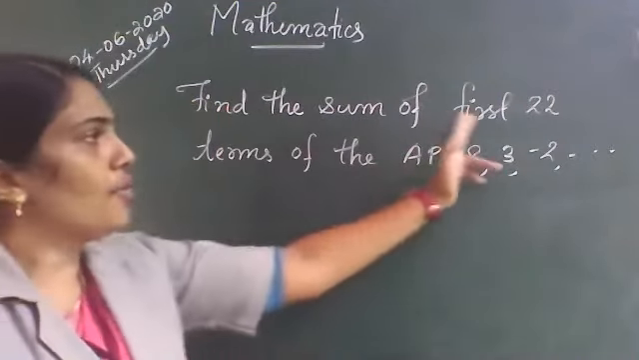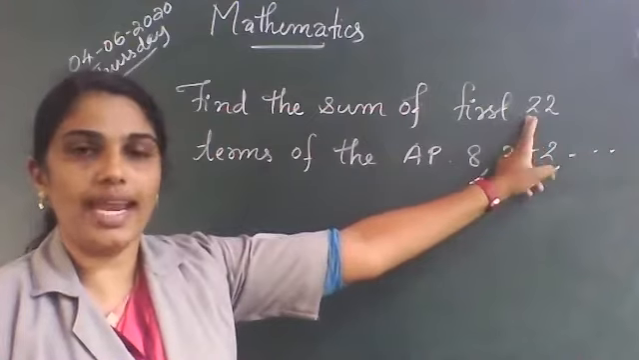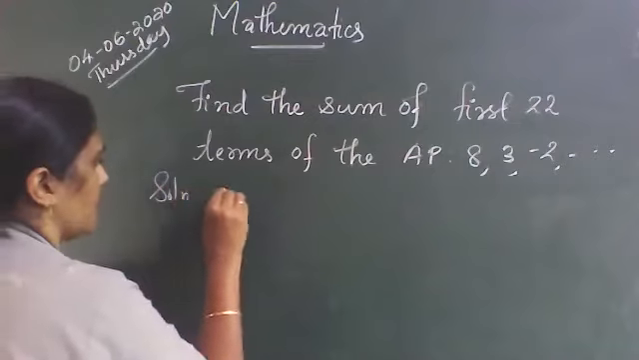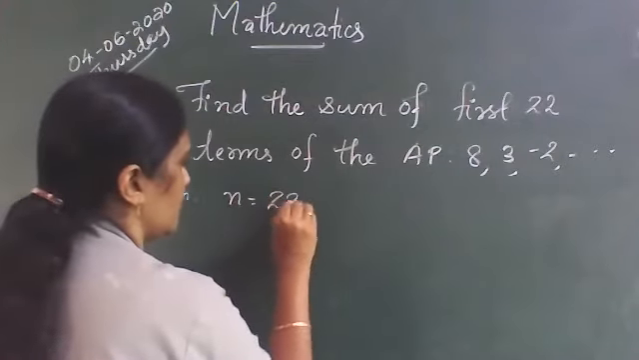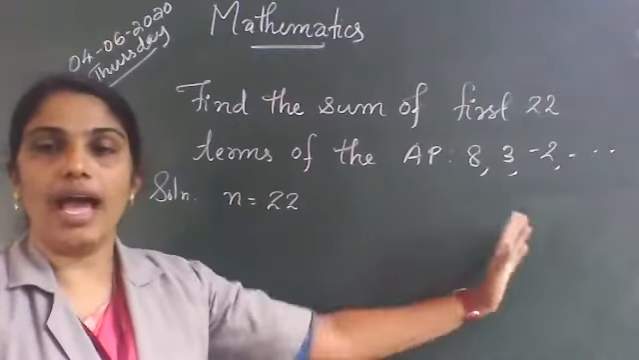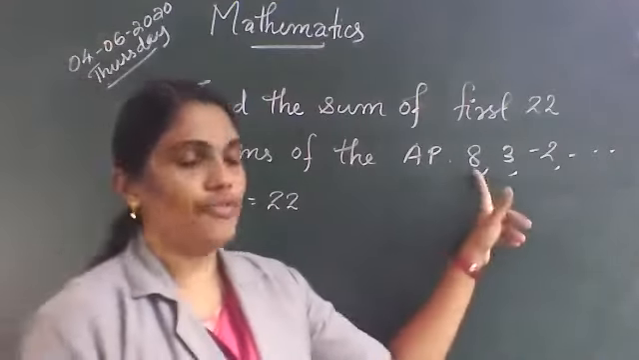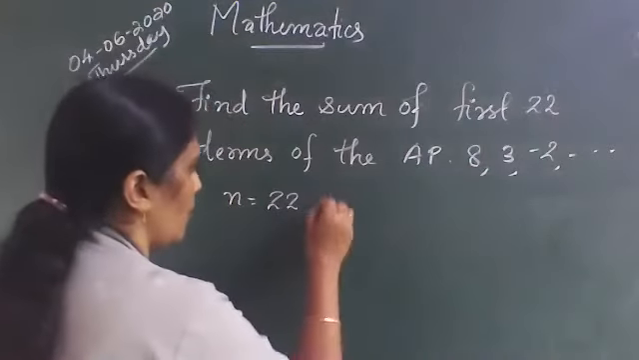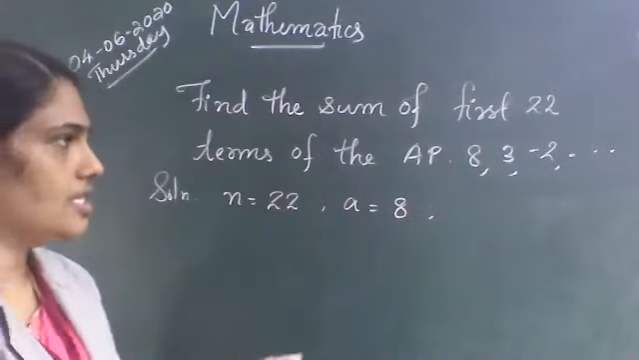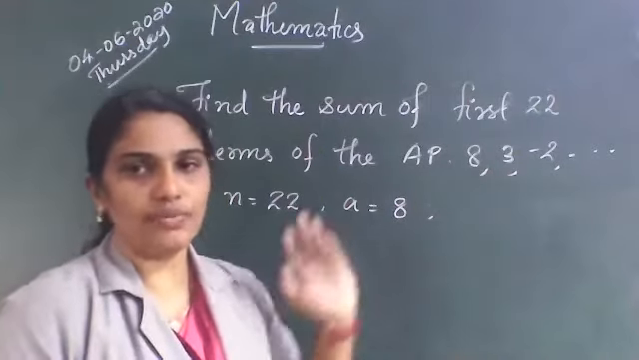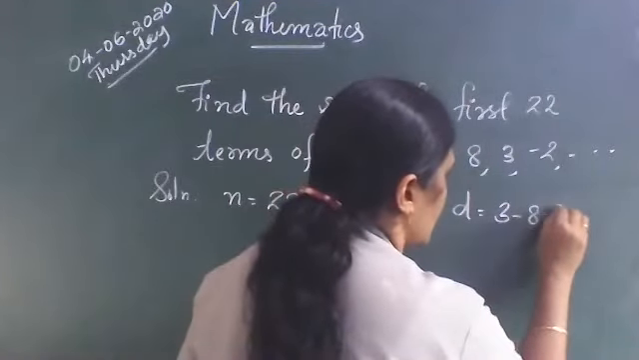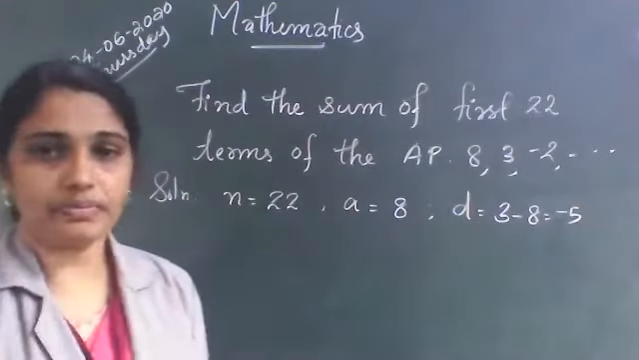Here the sum of the first 22 terms, so n is 22. Solution: n is equal to 22. Next we need the first term and the common difference. Here the first term is 8, so a is 8, and the common difference is the second term minus the first term. So d is equal to 3 minus 8, that is minus 5.